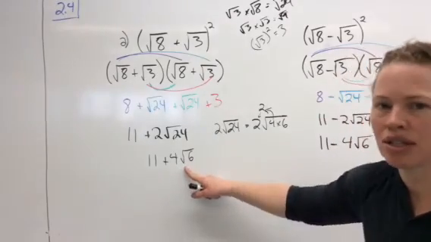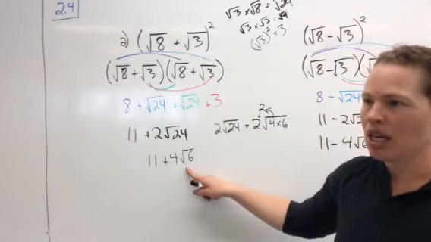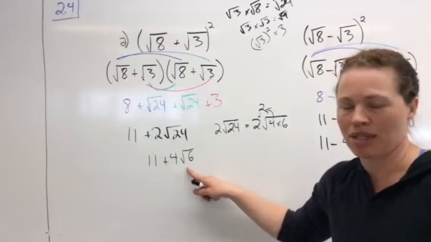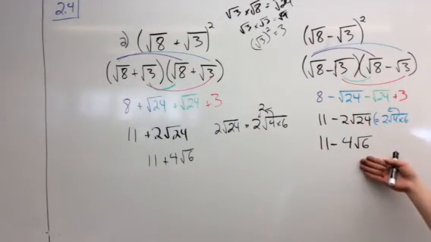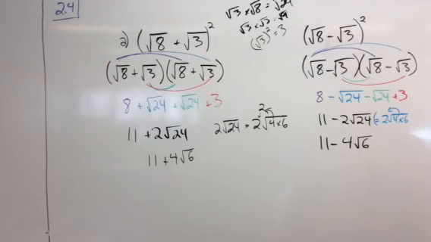Now your book has another one where it just reverses the sign. I've just written it out because it's basically the same steps. You just have to watch your signs, and you'll end up with 11 minus 4 root 6.